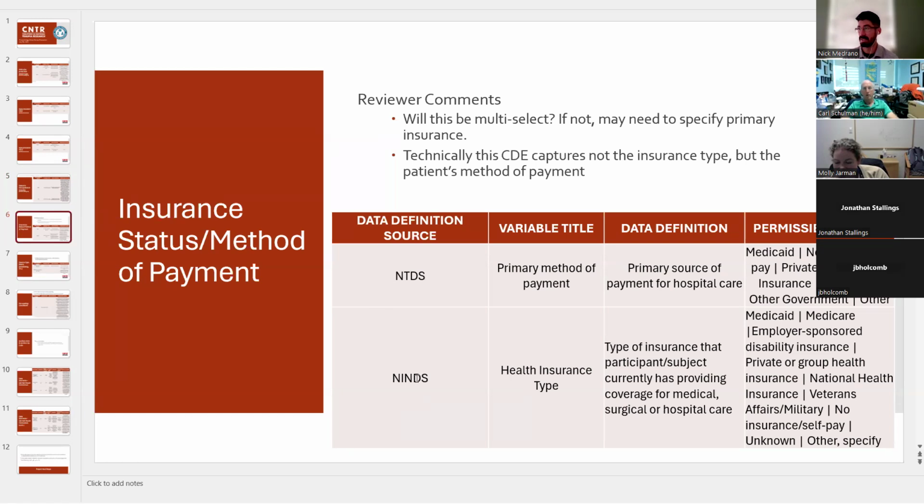Do we want to go with one, the other, both? If we do go with one, do we want to make sure it's a multi-select? We have a couple of different things going on.